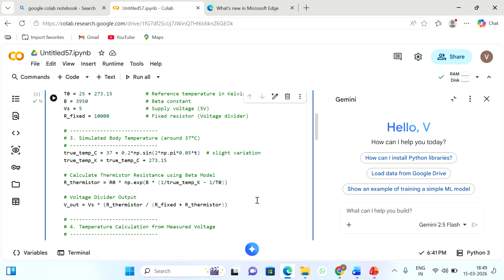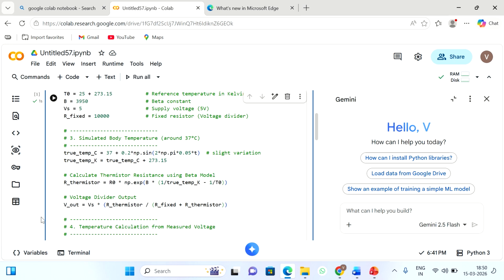When temperature increases, resistance decreases. When temperature decreases, resistance increases. So this line calculates thermistor resistance at each temperature. Then the voltage divider output V_out is equal to VCC, that is the supply voltage, multiplied by R_thermistor divided by R_fixed plus R_thermistor. This uses the voltage divider formula.